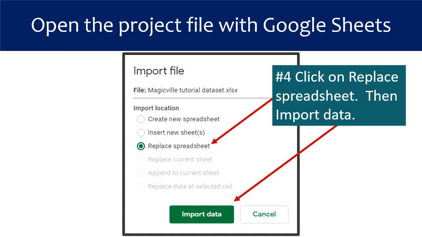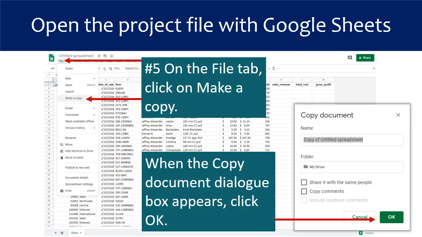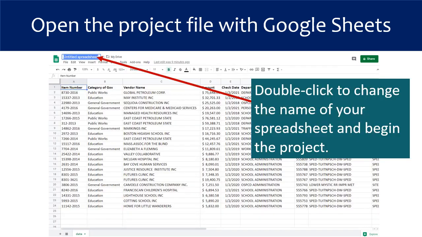Next, click on Replace Spreadsheet, then Import Data. This is a large file and may take a moment or two to load. On the File tab, click on Make a Copy. When the Copy Document dialog box appears, click OK. The Excel spreadsheet has been converted to a Google Sheet. Double-click to change the name of your spreadsheet and begin the project.